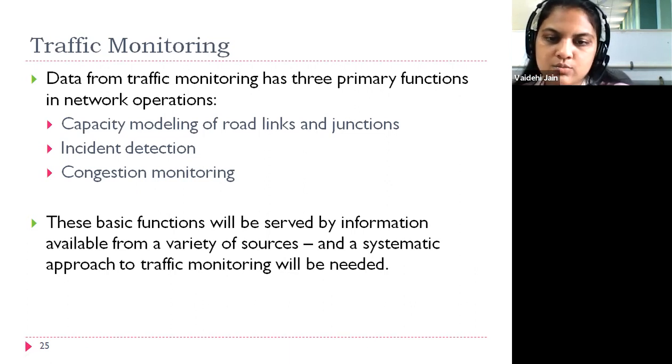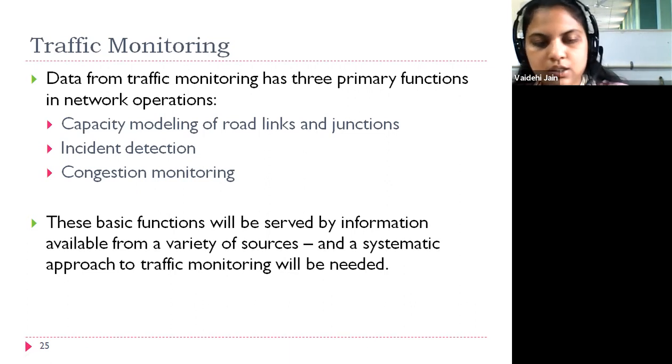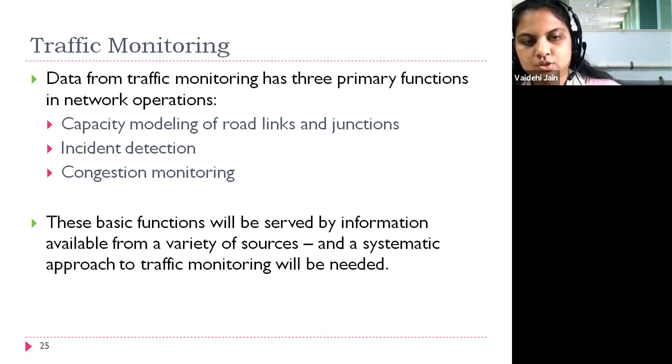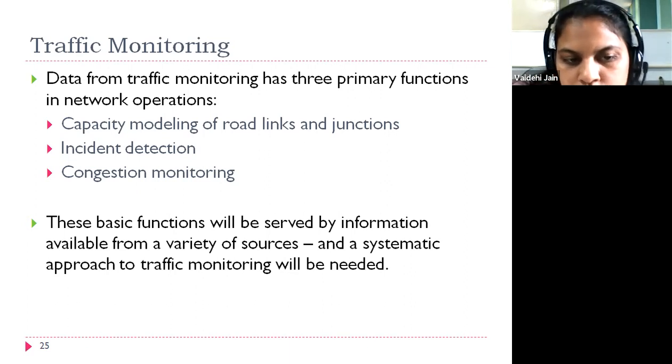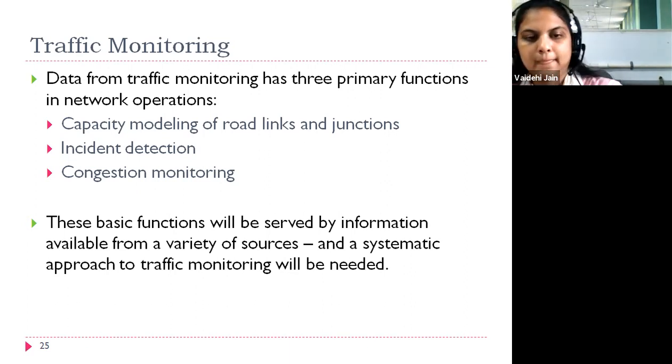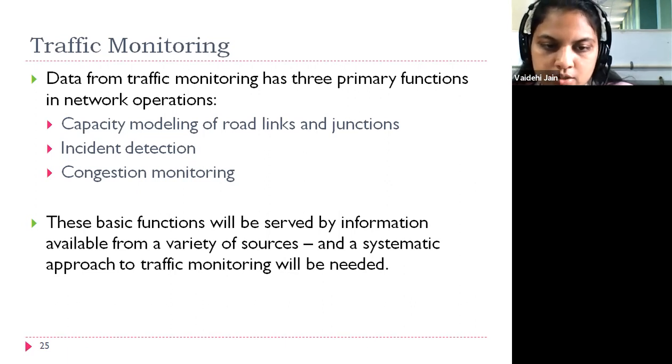And the congestion monitoring is very important, because congestion is a very big issue. If the provision of ITS cannot do this, it is of no use. So the third primary function of traffic monitoring is congestion monitoring. Right? The basic functions will be served by information available from a variety of sources.